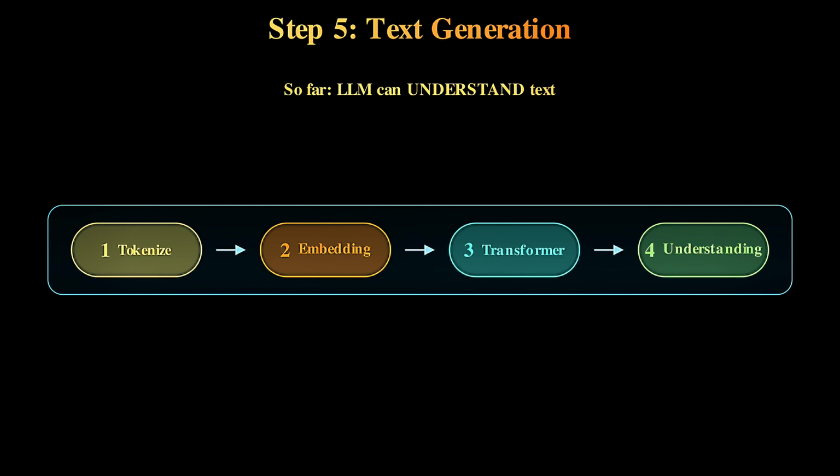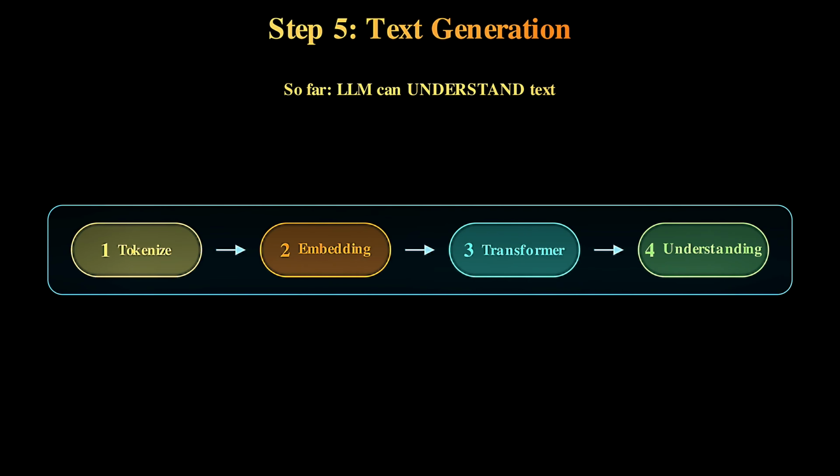But understanding is only half the story. How does the model actually generate the response? That's what we'll explore now. The key idea: the model generates one word at a time, each one chosen based on everything that came before it. Here's how it works.